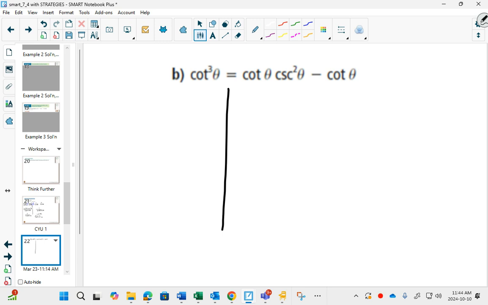But if you notice, this side's in cotangent theta. This side has a lot of cotangent thetas. If only there was a way to change the cosecant squared theta to cotangent, that would make everything with cotangent. And if you can make everything with one trig function, that's usually going to be a shortcut for a proof. Now you have to have these formulas memorized for AP Calculus. They're on your formula sheet.